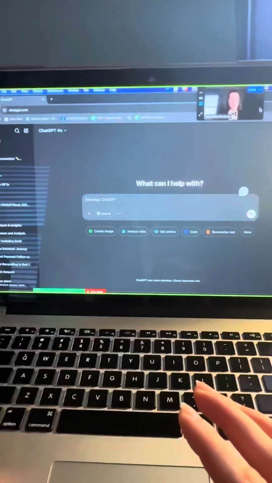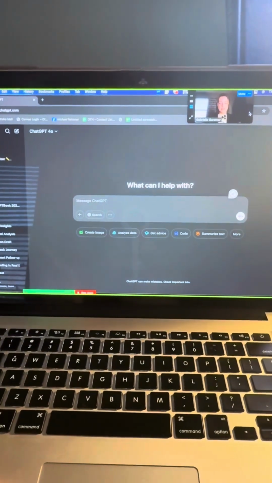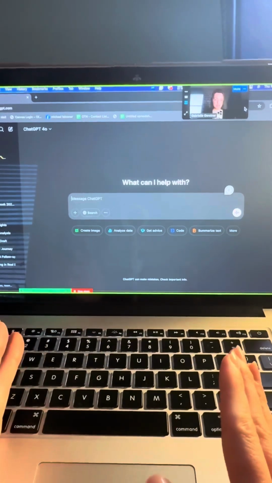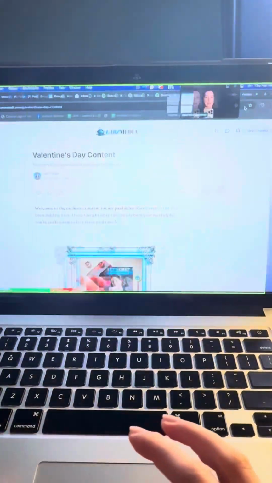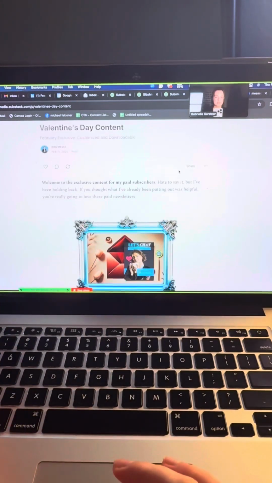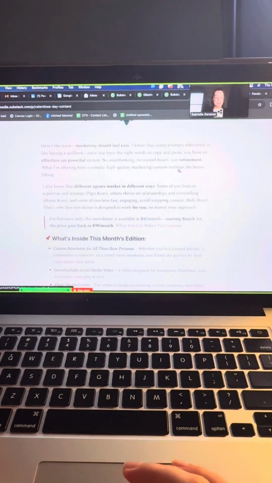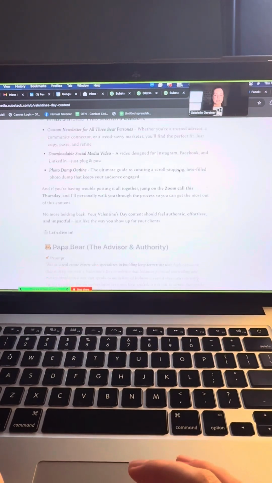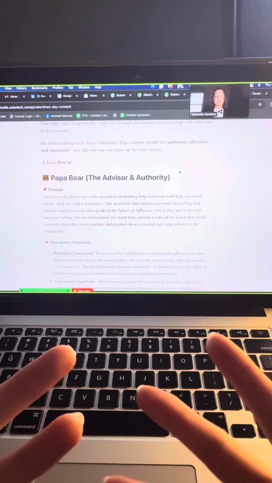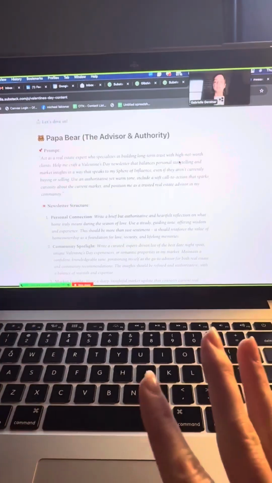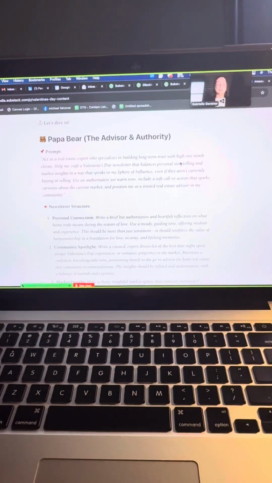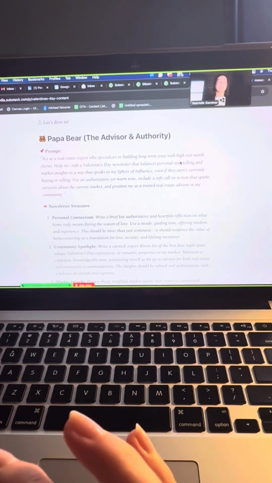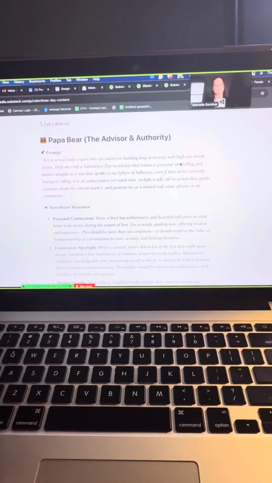So let's dive in. There are 2 pages that you'll need to have pulled up on your computer. The first one would be ChatGPT, and the second one would be the newsletter itself with the Valentine's Day content. On this month's newsletter, we have the newsletter for all 3 bear personas. Bear personas are just my personas for the different type of agent. I like to say that I'm turning your marketing experience into a shopping experience. I like this, I don't like that, toss, keep, throw.